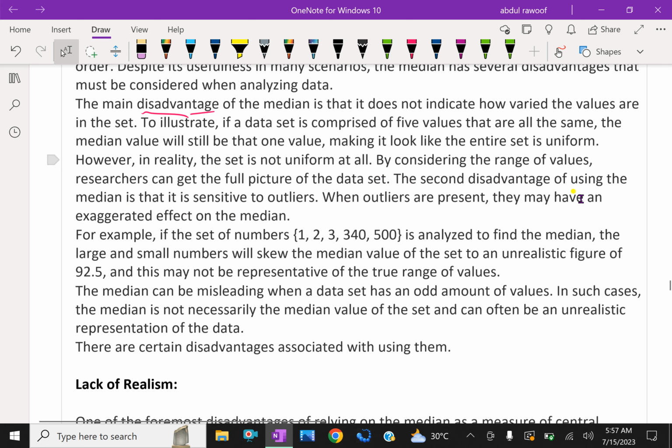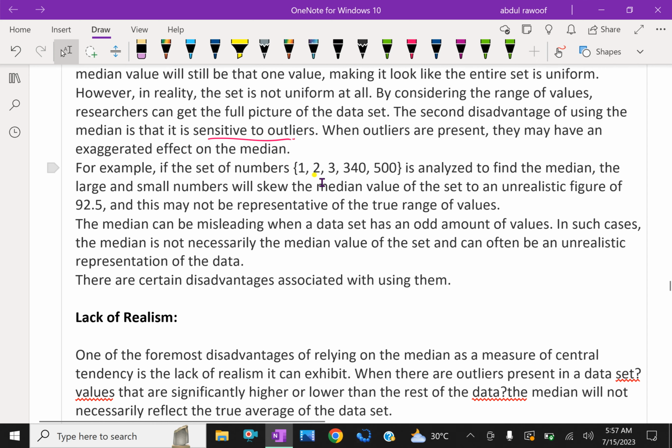The second disadvantage of using the median is that it is sensitive to outliers. When outliers are present, they may have an exaggerated effect on the median. For example, look at this. The data are 1, 2, 3, 340 and 500. Here 1, 2, 3 are normal, but 340 and 500 are suddenly increased values. When analyzed to find the median, the large and small numbers will skew the median value of the set to an unrealistic figure.